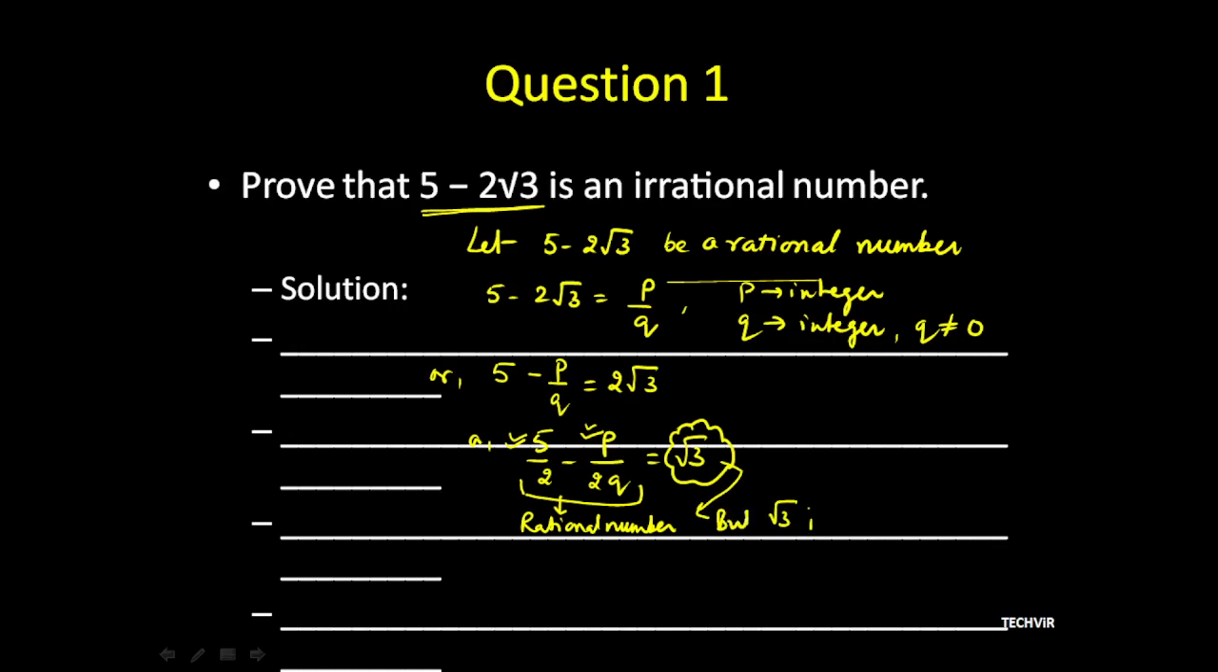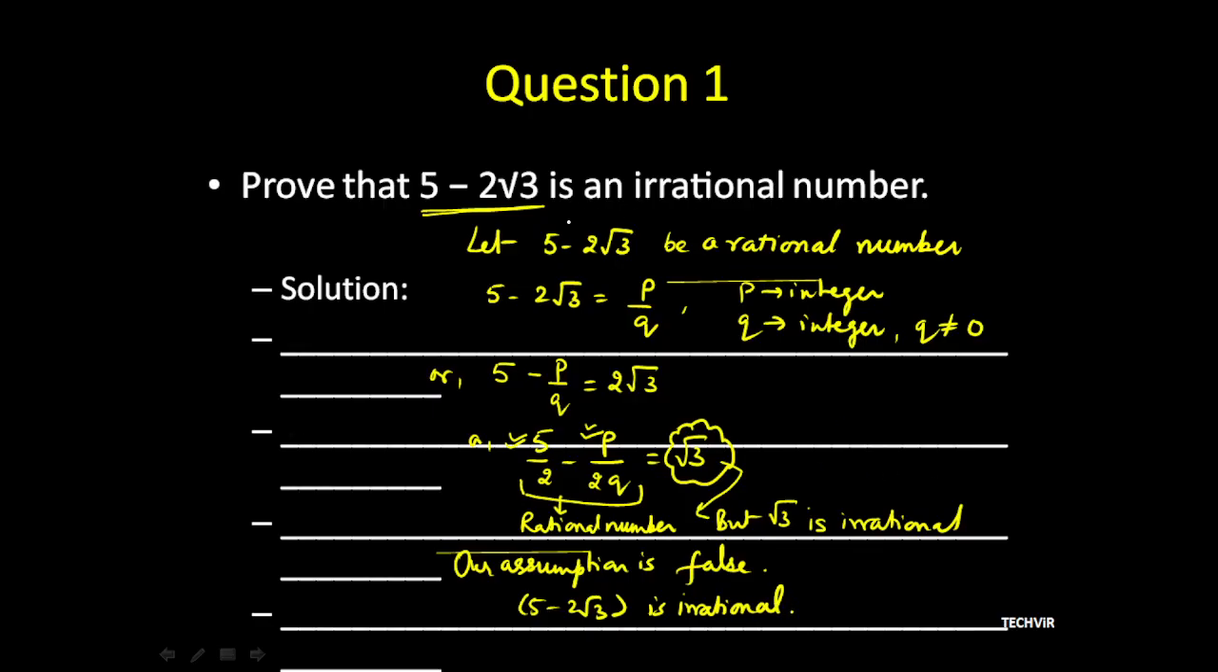So since this is contradicting the fact that root 3 is an irrational number, that means our assumption that 5 minus 2 root 3 is a rational number is false. So what it shows is that our assumption is false. So that means it proves that this 5 minus 2 root 3 is nothing but an irrational number. Okay, so this is the way how you have to prove.